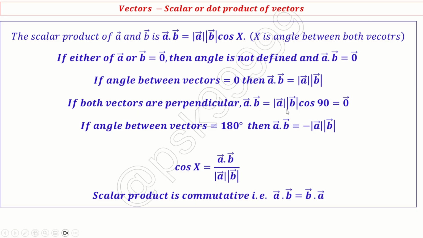If vectors are perpendicular, then the scalar product is 0 because cos 90 is 0. If the angle is 180 degrees, then the scalar product is exactly the negative of the product of their magnitudes. Okay, a negative product of magnitudes. Okay, and if you want to calculate the angle between two vectors, the way is scalar product divided by product of their magnitudes. Okay, scalar product is commutative, which means A dot B is equal to B dot A. Okay, so remember all these things.